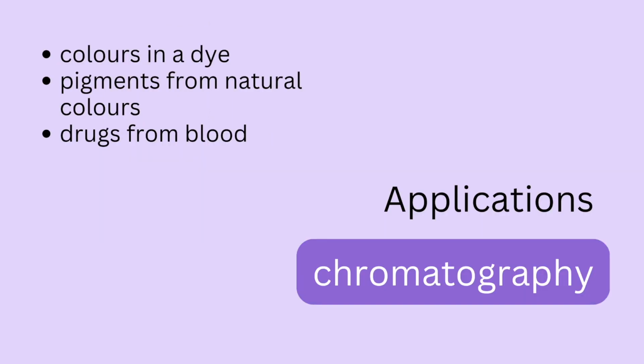Okay, and a few applications of chromatography are colors in a dye. You can separate colors in a dye using chromatography. You can also separate pigments of natural colors, like the colors from a leaf. Pigments of natural color can also be separated using chromatography, and also drugs from blood. This is a medical application where drugs in your blood can be separated using chromatography.